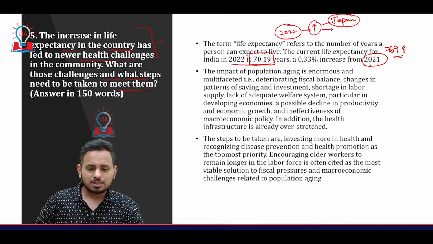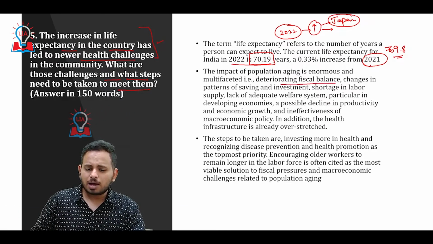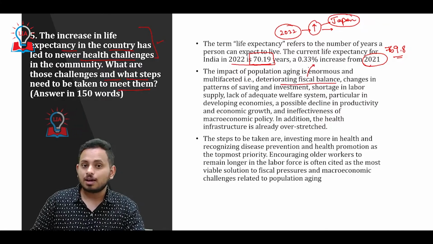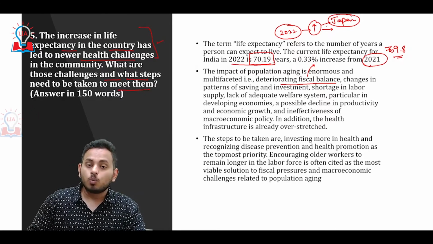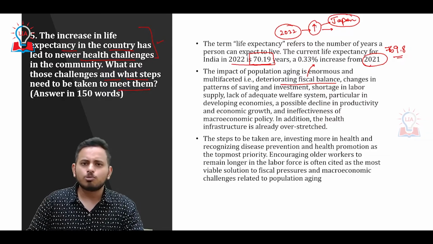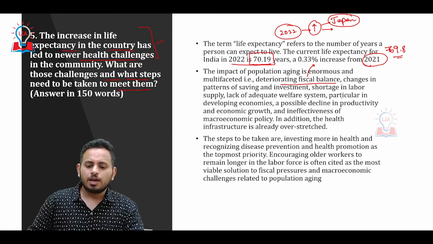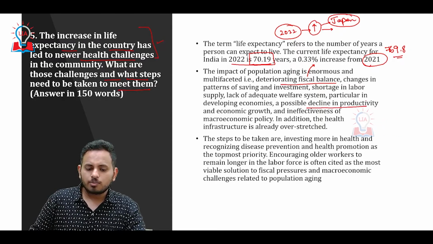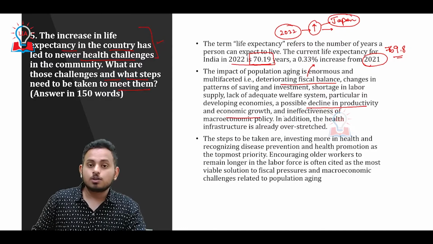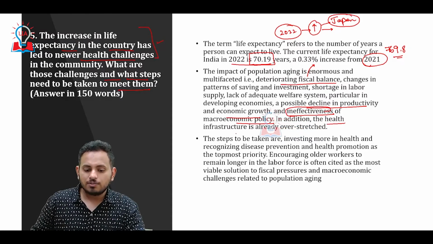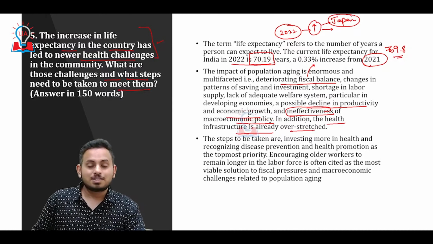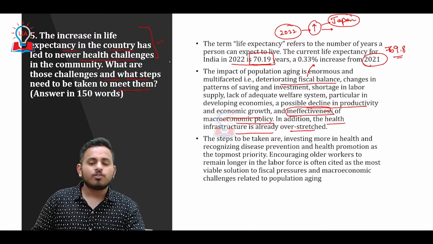See, one challenge is the deteriorating fiscal balance, because you will have to spend a lot on the healthcare system and the pensions of the aged population. When you have fewer people who are working, the large chunk of senior citizens will be dependent on the small group of people who are working. So this will create a challenge to the economy. This will result in a possible decline of productivity and economic growth. The macroeconomic monetary policy would become ineffective. In addition to it, we also have the health infrastructure that is already overstressed. These are some of the challenges of an ageing population.